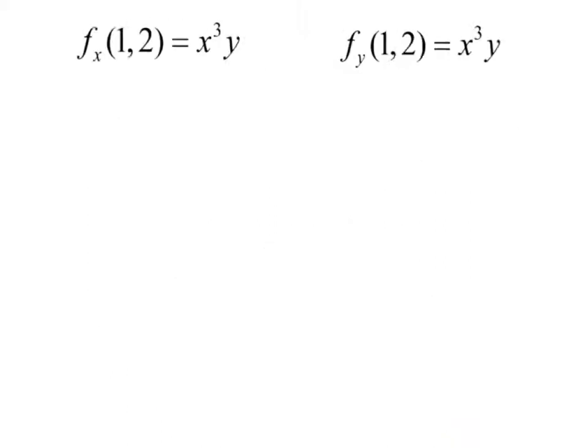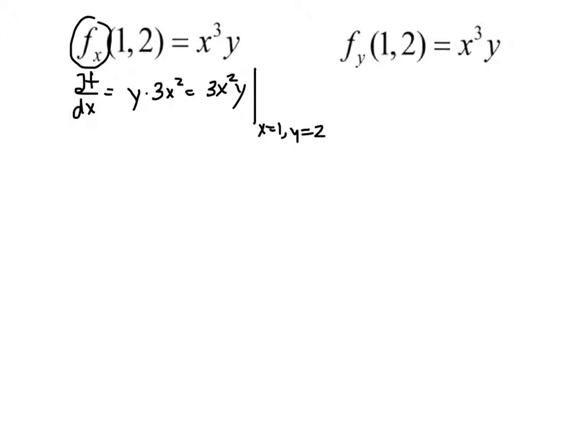Let's do a couple more. This is another way of writing a partial derivative, and this notation here with the subscript x means partial derivative with respect to x. So let's do that. We're treating y as just a constant, so the derivative of x cubed is 3x squared. So it's 3x squared y. And we said to evaluate this at x equals 1 and y equals 2. So 3 times 1 squared times 2 is 6. So that's the value of the derivative.